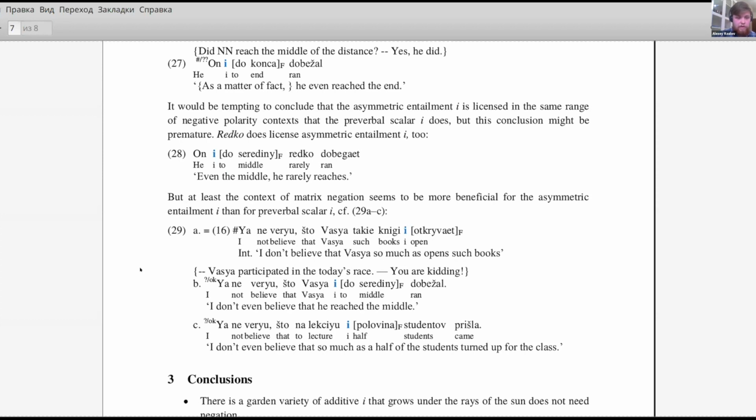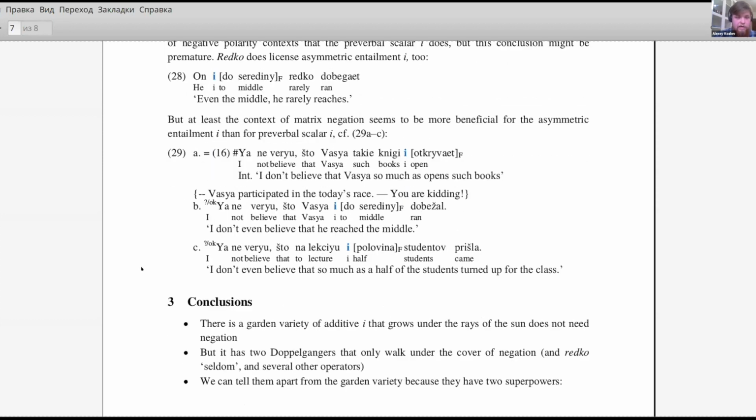Compare 29 from A to C. Я не верю, что Вася такие книги открывает. Bad. Я не верю, что Вася и до середины добежал. Frankly, it is equally bad for me, but plenty of speakers we discussed it with say it is completely fine. Of course, it is not the language of Turgenev, but still, it seems at least more felicitous than 29A. And similarly 29C, я не верю, что на лекцию половина студентов пришла. The familiar effect of scalar reversal seems to be licensed in non-local negation contexts.